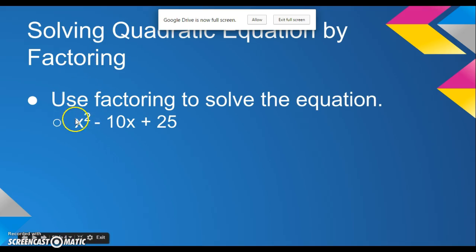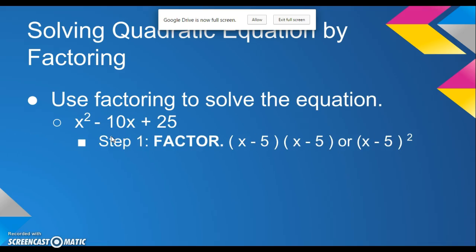What products of 25 will, with x, equal 10x, or what multiples? If you take a look here, it'll be factoring. That's step 1. So it'll be x minus 5 times x minus 5, which gets x squared minus 10x plus 25 if you distribute. Or, since it's the same thing, it's x minus 5 squared.